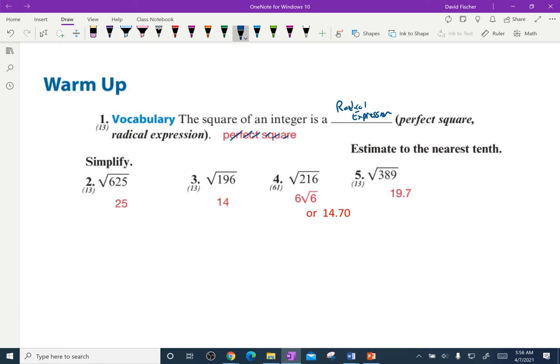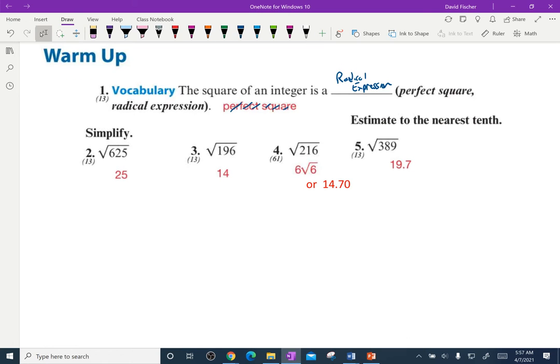Now, a lot of calculators like mine, when I do square root of 216, I get 6 square root of 6, but that's not going to help me today. And so we want to round to the hundredths unless it says otherwise. And so you should have gotten a 14.70. You have to figure out how to do your little calculator to make that work.